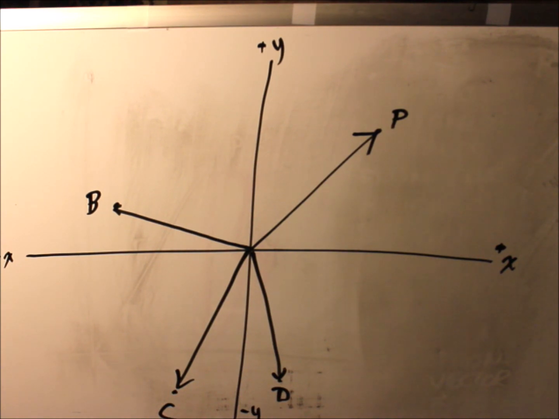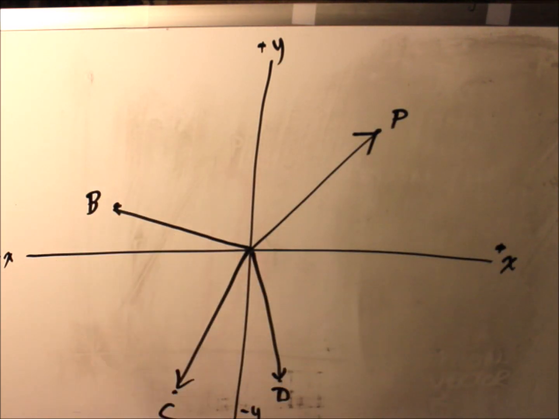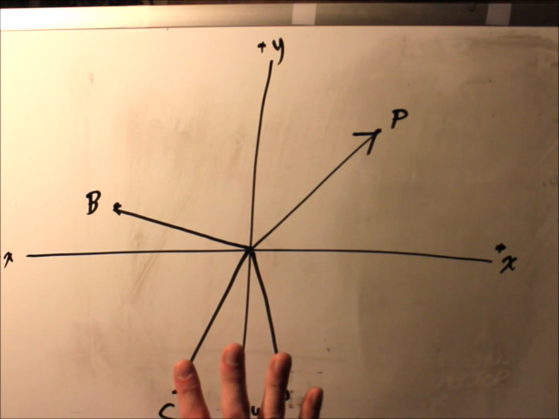And now we have our point P. I've added 3 more, point B, C, and D. And just to look at how we measure these angles, we're measuring the angles counterclockwise from the plus x always. No matter what angle is given in the problem, no matter where it's drawn, we always measure the polar angles from the plus x around to the vector in the counterclockwise direction.